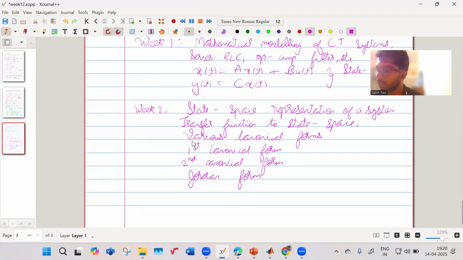Then how do we transform from one state space representation to another form? Okay, so all these have been taught in week 2.